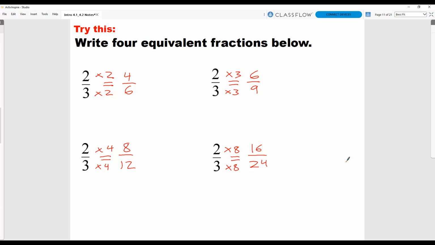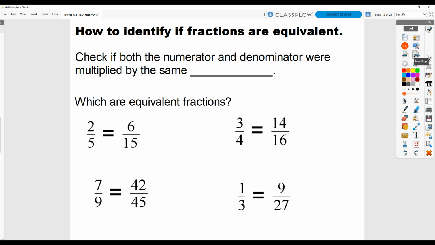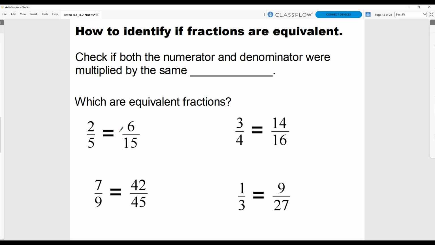Okay, and the last thing we want to look at for 4-1 is checking to see if two fractions are equivalent or not. Let's take a look at what that would be. If we've got these examples written here, we want to check if these are actually equivalent fractions. Are 2/5 and 6/15 the same? Are they equivalent? That's what we want to check.